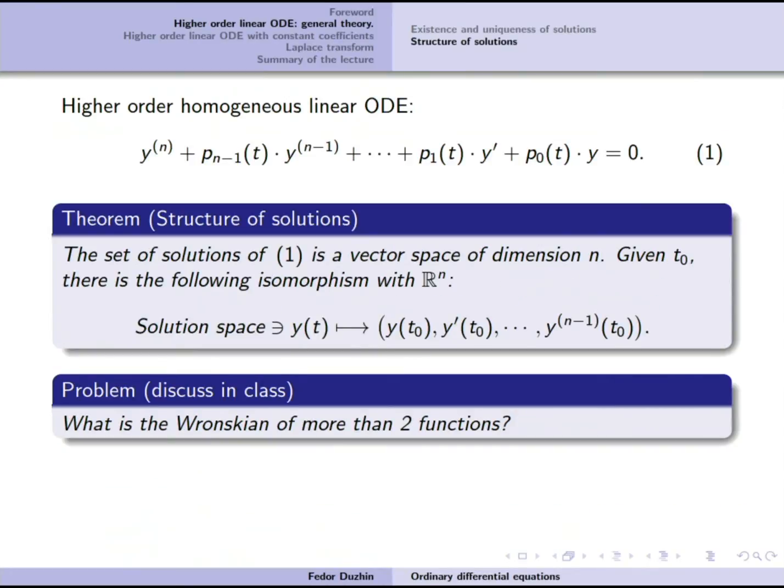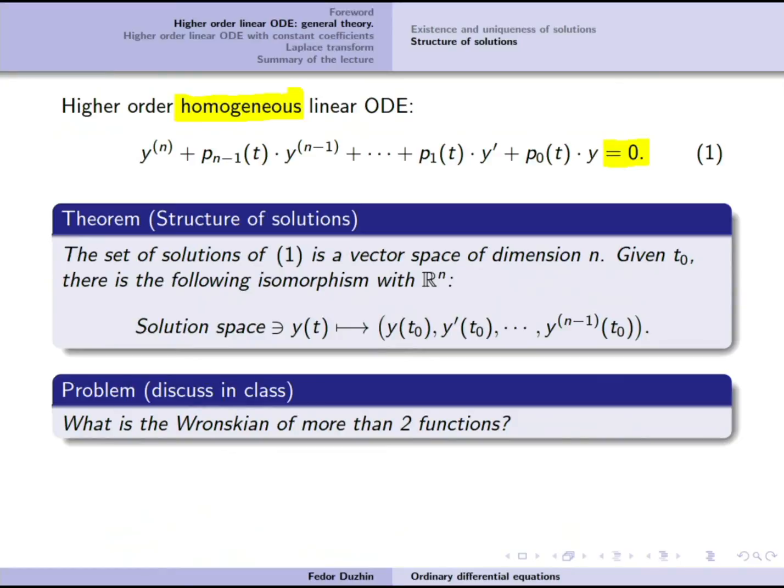Well, for a linear differential equation, if its right hand side is 0, then the equation is called homogeneous. Then the set of all solutions of a homogeneous differential equation is going to be a vector space of dimension n, and the theorem of existence and uniqueness of solutions gives us an isomorphism with R^n.